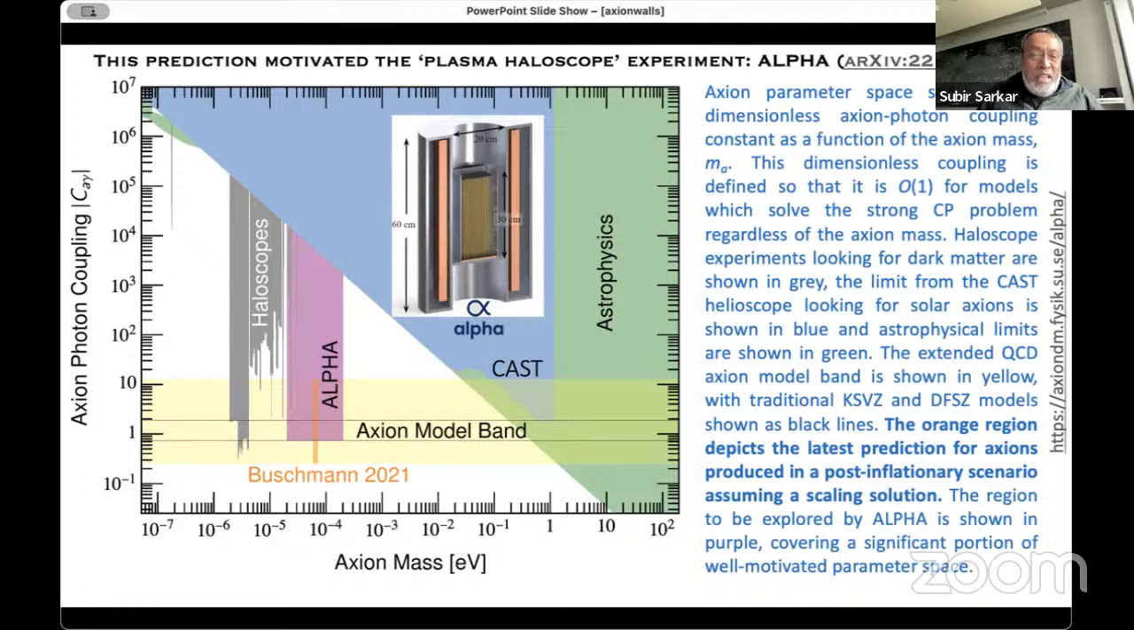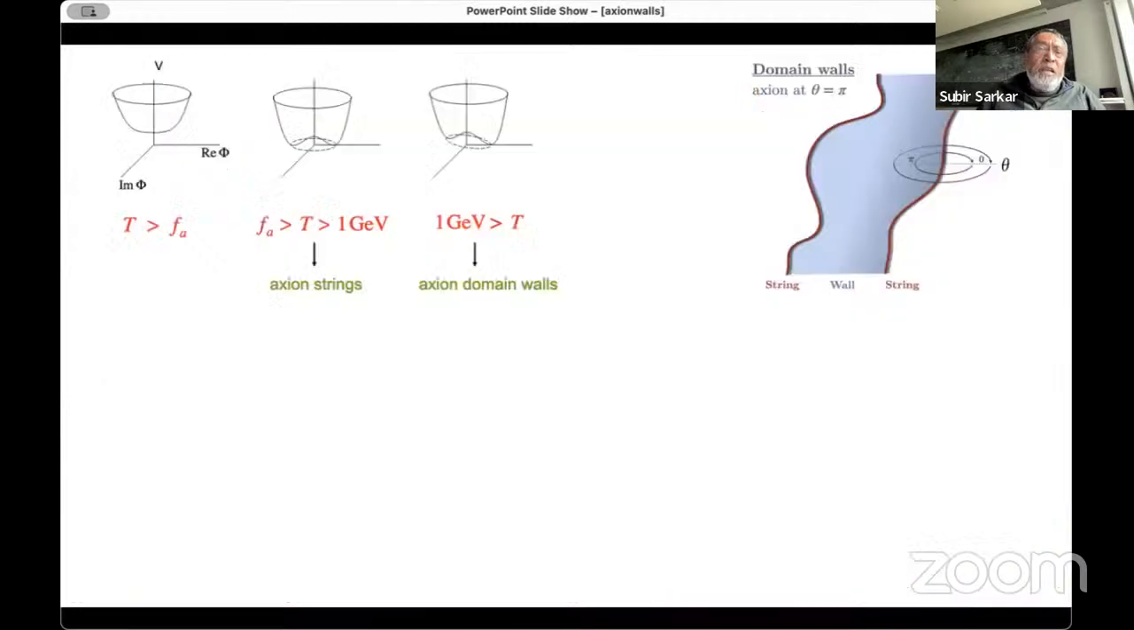But the bottom line is that this new region that they're focusing on, which they've highlighted here, is certainly taking into account a second contribution to the dark matter from the axions radiated by strings, but it has ignored another contribution, the domain walls, which also form in the post-inflation scenario.